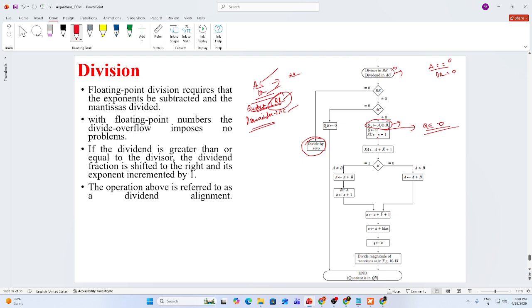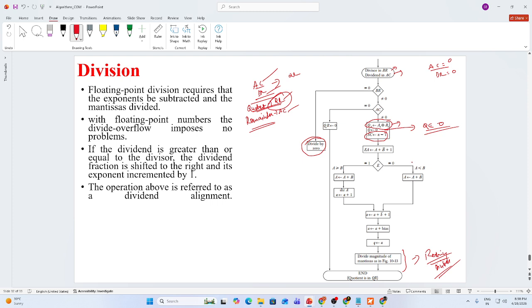This is just initialization, and we establish a count. While dividing the mantissas, I need to repeat the iterations. You know this algorithm, restoring division. For performing this restoring division, how many times do I need to repeat these iterations? That count I put in the sequence counter. Then start the algorithm. First thing is I need to detect the overflow.